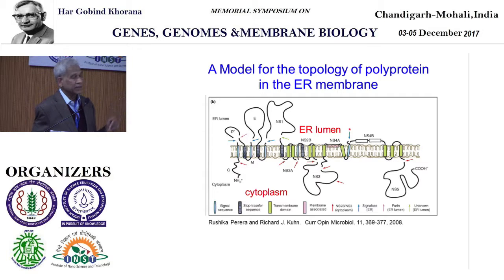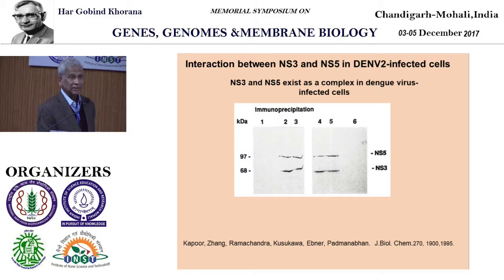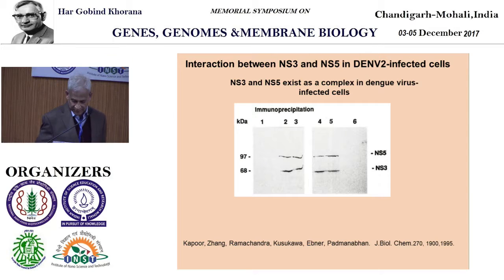So we made antibodies against these two proteins, and then we showed that these two proteins exist as a complex in the infected cells. Using one antibody, you can bring down both proteins. At that time, we didn't know what the enzymatic activities of these two proteins were. But when those enzymatic activities became known, the function could be analyzed and tested.